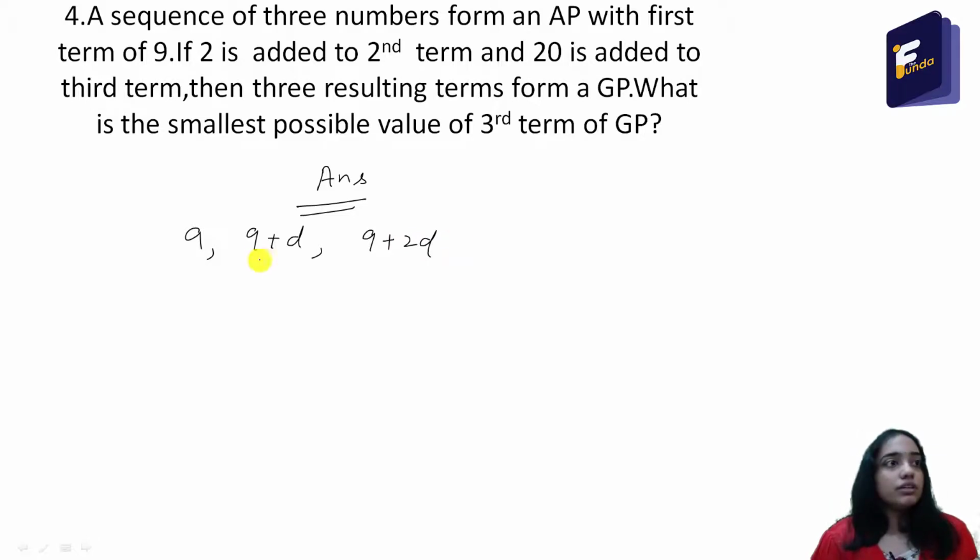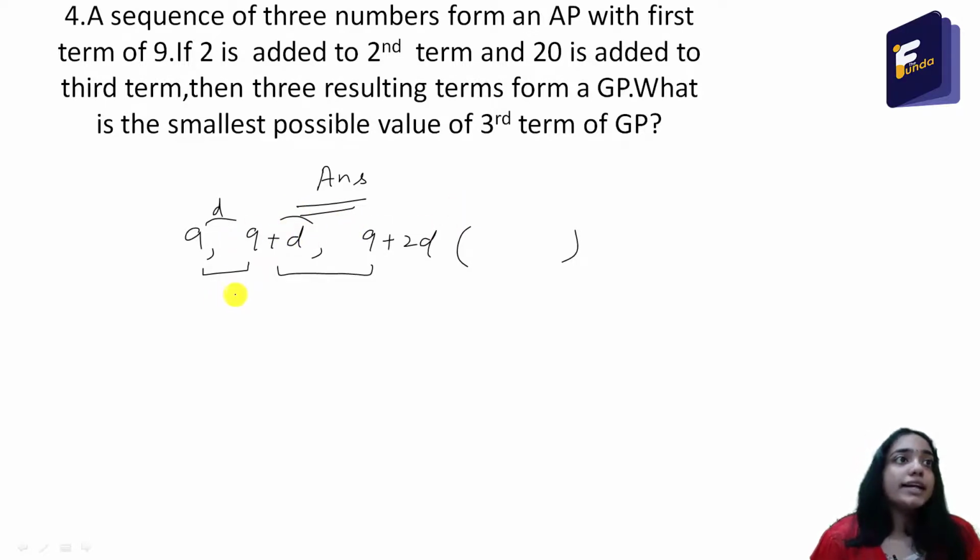This we have learned from the definition of AP, that every term we are adding the common difference D to get the next term. So 9, 9 plus D, 9 plus 2D are in AP. So we are taking these 3 unknown numbers: 9, 9 plus D, 9 plus 2D. If 2 is added to the second term and 20 is added to the third term, then the 3 resulting terms form a GP.